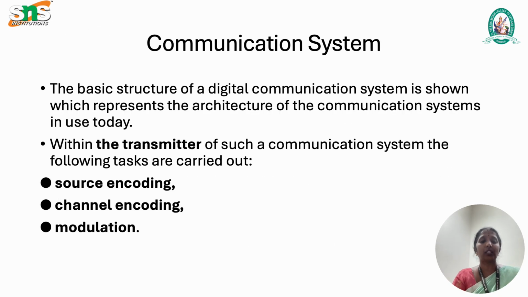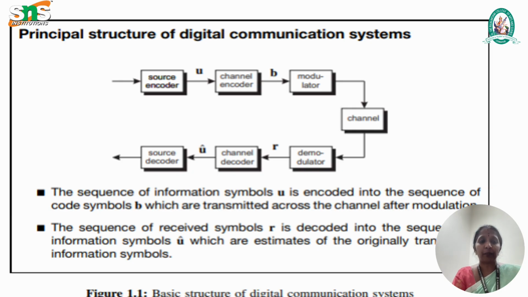In a communication system, with the help of a diagram, we will discuss three things: encoding, transmission, and decoding. First, look at this diagram. This is the basic structure of a digital communication system. The first block is the source encoder. Consider that the particular thing you are sending is the source. Then the channel encoder encodes that into B. Then it is transmitted to the channel.